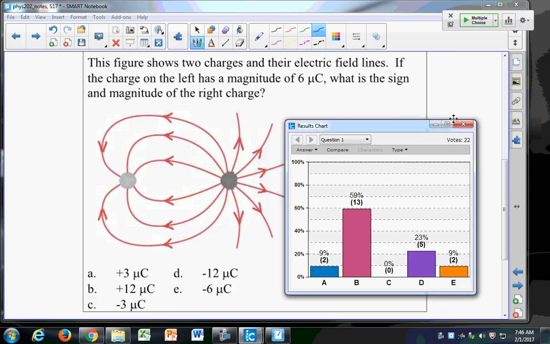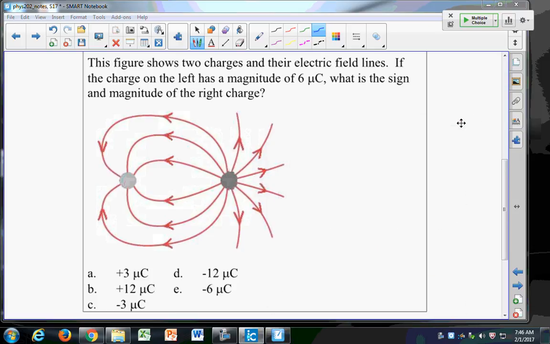Okay, B is right. So the reason it's B, first of all, is this charge positive or negative? It's positive because the lines are coming out. Does it have a greater or lesser magnitude of charge? It has a greater charge because it has more field lines. I have 12 field lines over here, but I only have 6 field lines over here. So the ratio of the field lines is 12 to 6. I have twice as many field lines here as I do here. So that means I have twice as much charge on that rightmost charge.